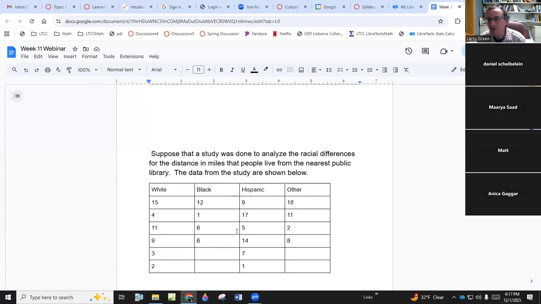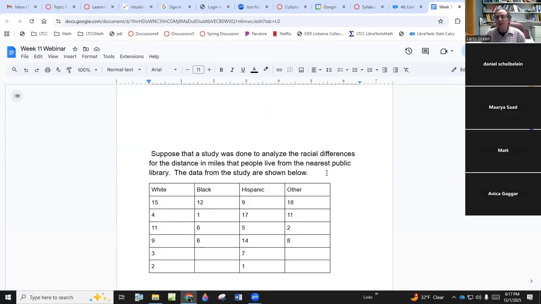Okay, so here's the example. Suppose that a study was done to analyze the racial differences for the distance in miles that people live from the nearest public library. The data from the study are shown below.